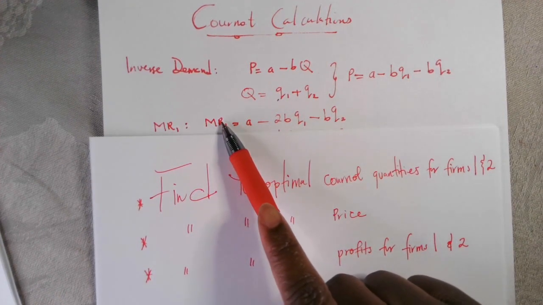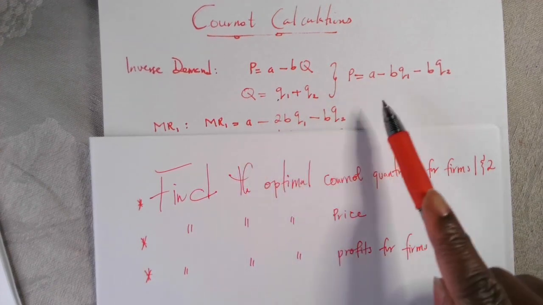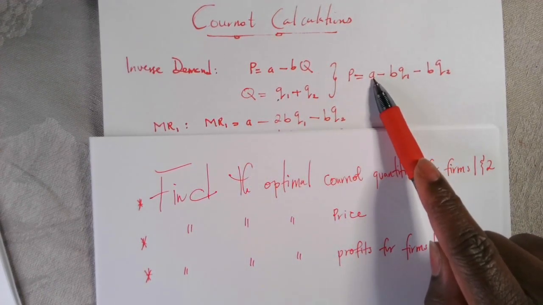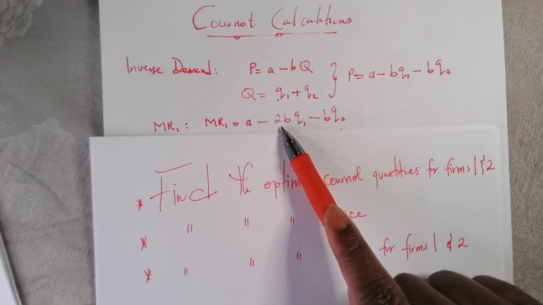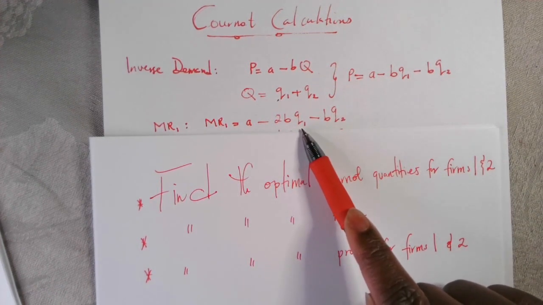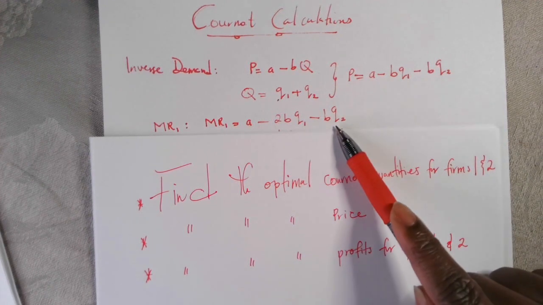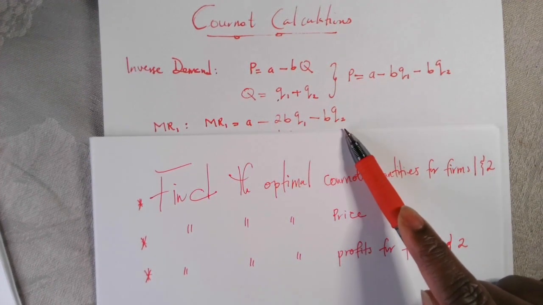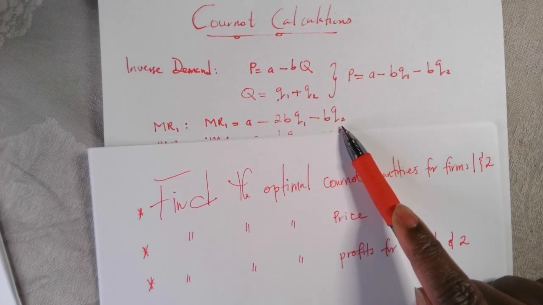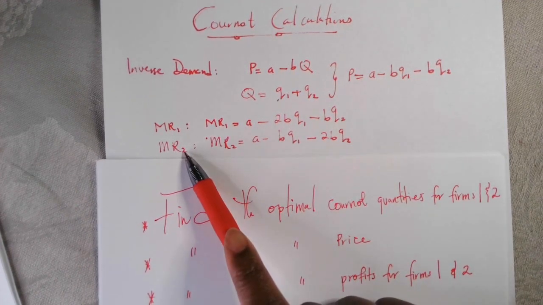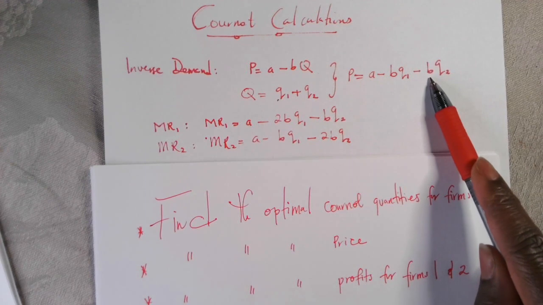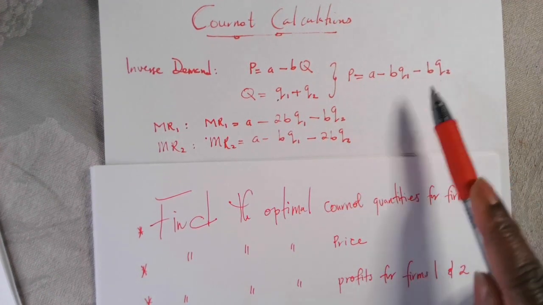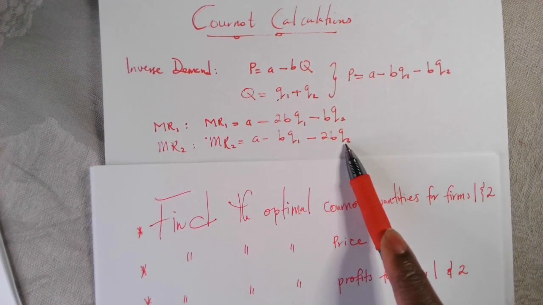Okay, so the marginal revenue for firm 1, well, the marginal revenue will have the same intercept as the inverse demand curve, but will have double the slope for wherever you have Q1, right? For the coefficient on Q2, we do not do anything to it. Now, the marginal revenue for firm 2 will be a similar idea, the same intercept as the inverse demand curve, but double the slope on Q2. Do you see that? So we will double the slope on Q2.